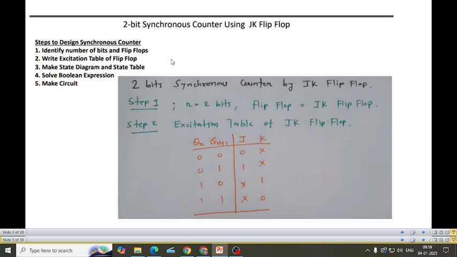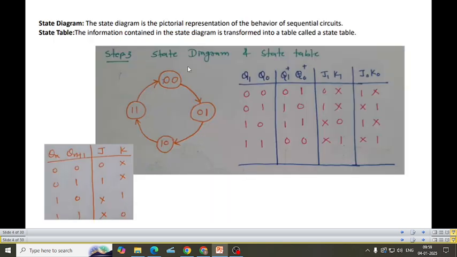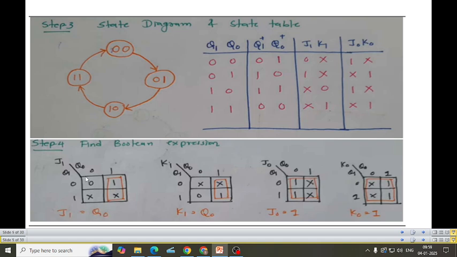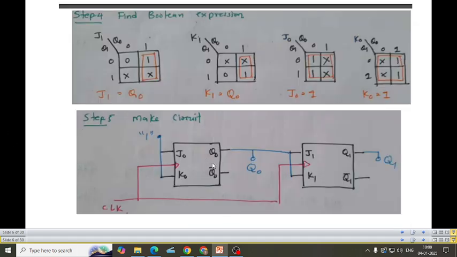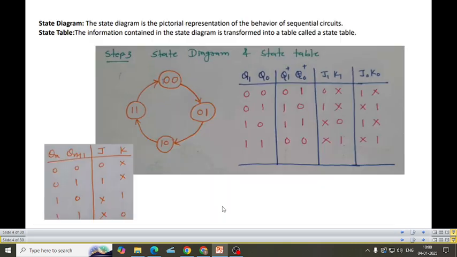Okay, so what are the steps? First, you need to identify the number of bits. Then you need to identify the number of flip-flops. Then you need to write the excitation of JK flip-flop. From this, draw the state diagram. Transform the state diagram to state table. After that, find the Boolean expressions, values for J1, K1, J0, K0, and then finally make a circuit. This is a 5-step process to design a synchronous counter.